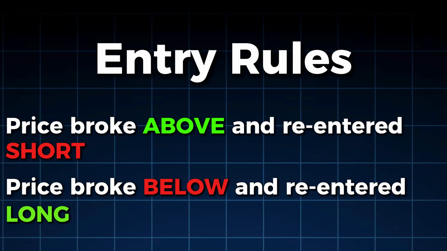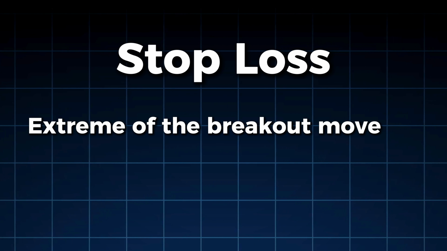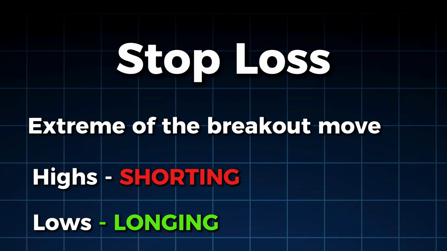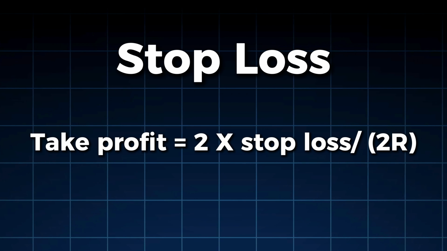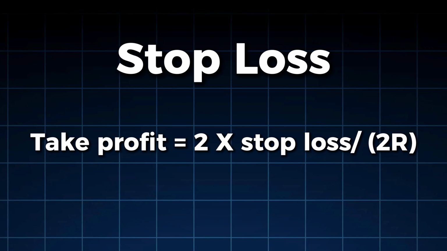Now, your stop loss is an extremely important part of this trading system. Your stop loss goes at the exact extreme of the breakout move. The highest high if you're shorting, or the lowest low if you're going long. The take profit is 2 times the stop loss size. That's 2R every single trade.